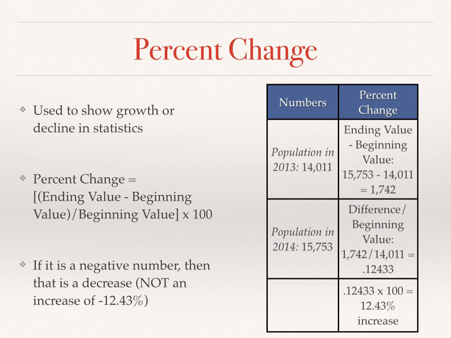If your percent change formula ever gives you a negative number, then that means there was a decrease instead of an increase. Be sure to report this information to your readers. You can state it as a decrease of 12.43%, but do not state it as an increase of negative 12.43%, because that would be mathematically inaccurate.